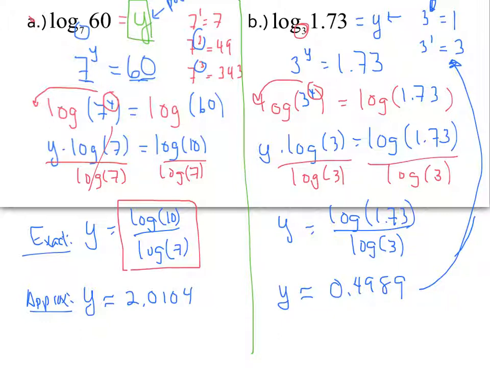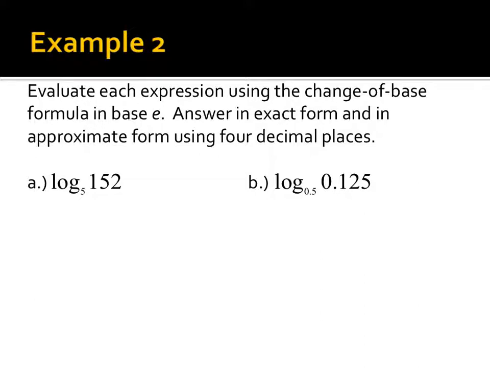Okay, so we're going to try the same thing, except now we're going to use a different base. In this example, they want us to use base e. And so what that means is that when we take that step where we take the log of both sides, instead of taking the log, we're going to take the natural log. So let's go ahead and do an example. Let's do this first one. Let's set this equal to y.